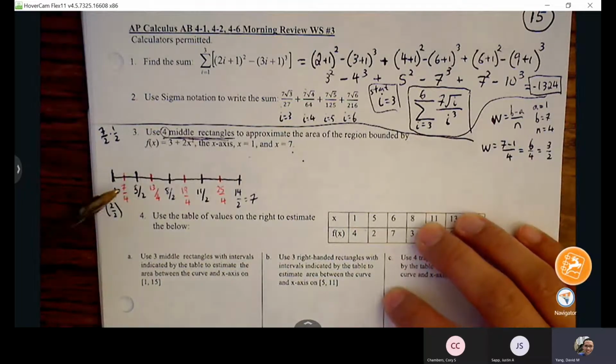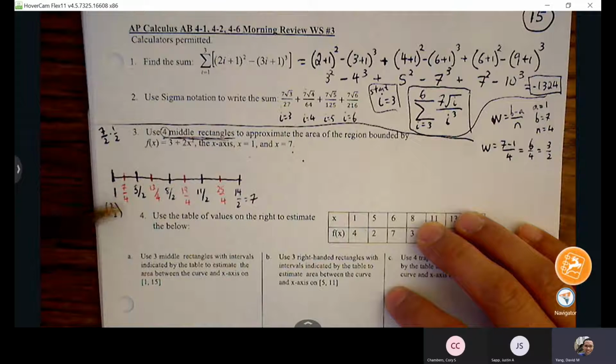Okay, so the reason that we found these midpoint x values is because these are the values that we're going to attach to the graph. These are going to be the points that we enter into the function to get the specific heights.